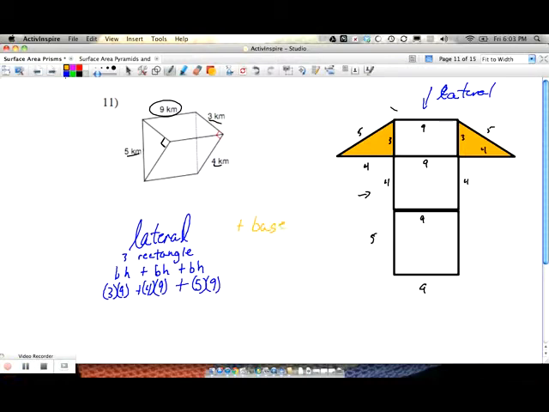Now when I look at the bases, those are 2 triangles. So I'm going to have 2 times the area of a triangle, which is 1/2 times the base times the height. In this case, that's 2 times 1/2 times those bases are 4, and the heights are 3. Or vice versa, it doesn't really matter. Together, the lateral and the bases make our total surface area.